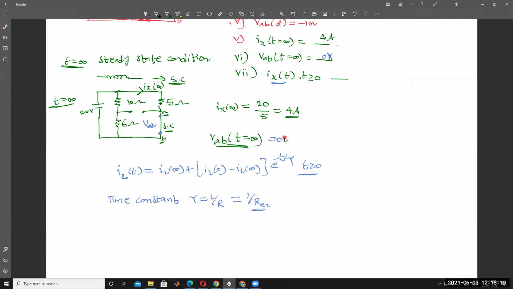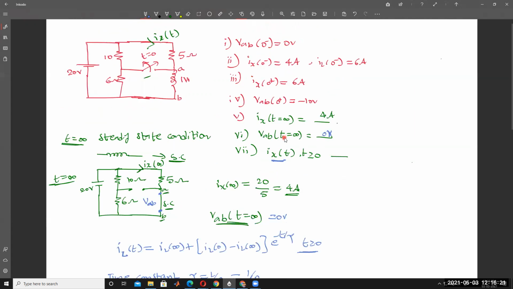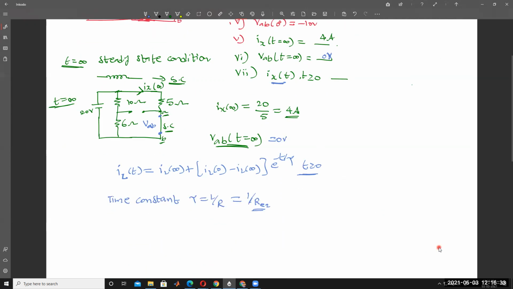Inductance is equal to 1. Then what is the R equivalent? So how do we find the time constant? By making the voltage source short circuited. Okay. So we have a 10 ohm resistor, 6 ohm resistor like this.